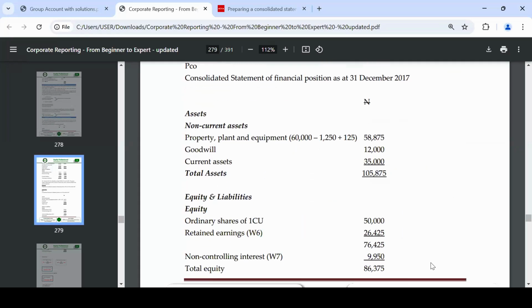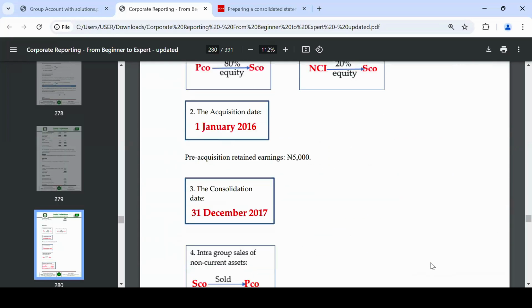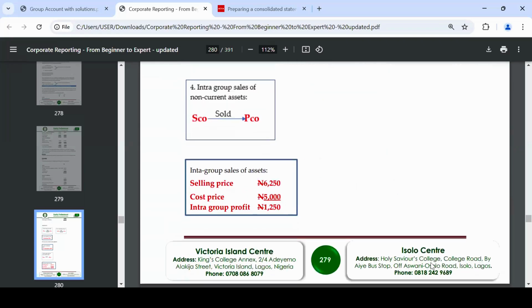You see, let me take you to where we treated that. This intragroup profit. Okay, we received an amount 625. This 5,000 is the cost. So we made intragroup profit of 1,250. All right.